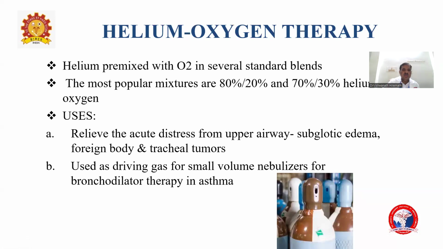Then oxygen with helium, we call HELOX therapy. Helium is premixed with oxygen in standard blends of 80-20 or 70-30 helium and oxygen. It is used for relieving acute distress from upper airway obstruction due to subglottic edema, foreign body, or during management of tracheal tumors. It is also used as a driving gas for small volume nebulizers for bronchodilator therapy in asthma.